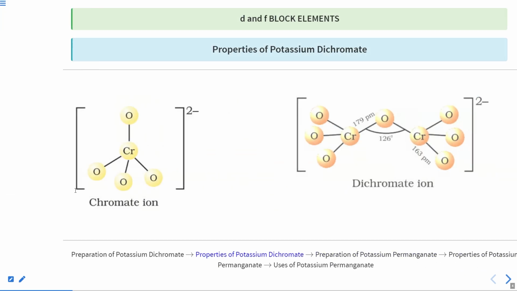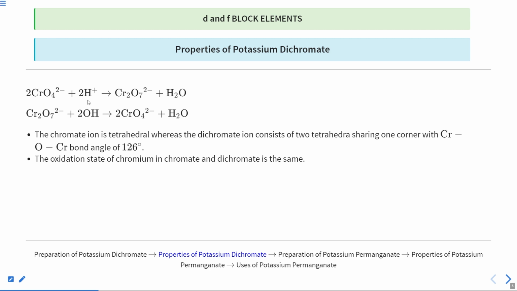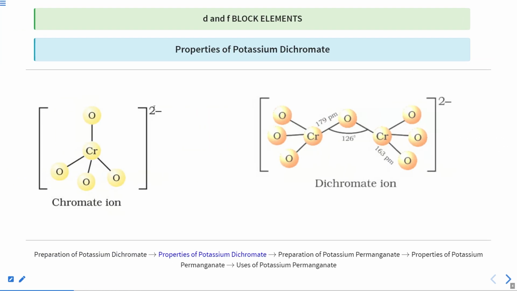So here is a demonstration of that. If we are decreasing the pH, then we are getting dichromate. If we are increasing the OH concentration, or decreasing the H plus concentration, then we are getting chromate here. If you talk about the structure of chromate and dichromate, chromate is tetrahedral, whereas dichromate has two tetrahedra with an oxygen in between. Here the bond angle is 126 degrees, while the bridging Cr-O has a bond length of 179. The terminal one has a bond length of 163 picometer.